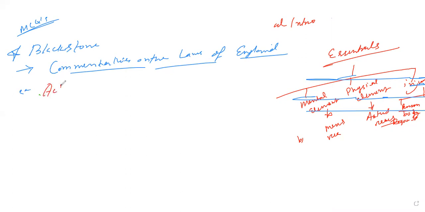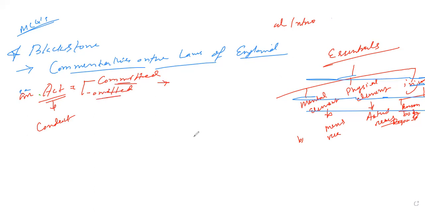It means an act, right? Act means what? Conduct, obviously. Committed or omitted. It is either committed or omitted. It includes commission and omission. Committed and omitted means commission and omission.